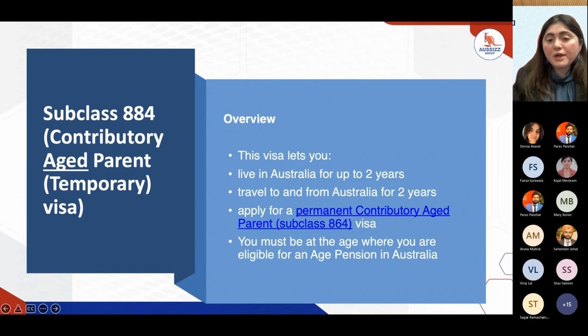It also lets you apply for the contributory aged parent visa, which is the subclass 864. So you're going from a temporary to a permanent visa. You do have an option to apply directly for the permanent visa as well. So 864. The only difference is in the cost, the money that you're paying to the department, the fees that you're paying to the department.